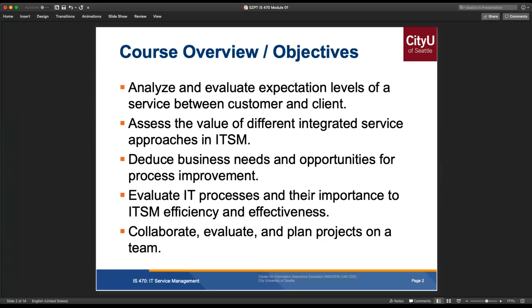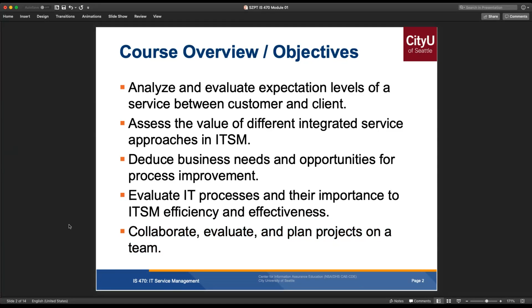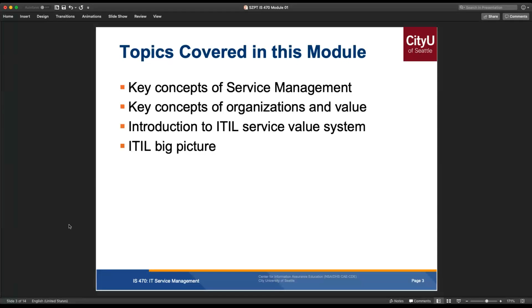Evaluate IT processes and their importance to ITSM efficiency and effectiveness. We haven't touched on IT processes, but we mentioned that ITSM cares about being efficient and effective, and not just solving the problem inefficiently. Then collaborate, evaluate, and plan projects on a team, which we're doing as another team presentation at the end of the course.